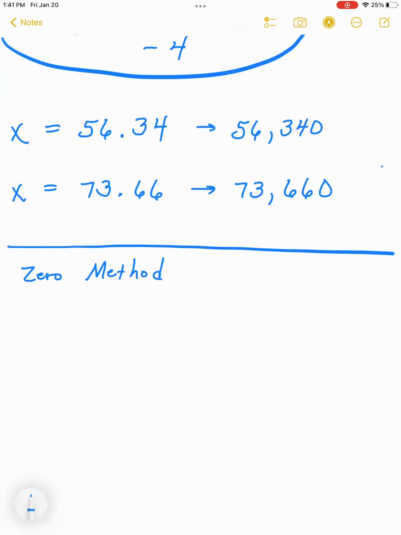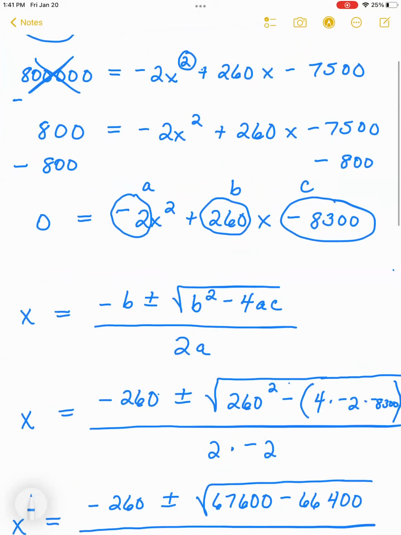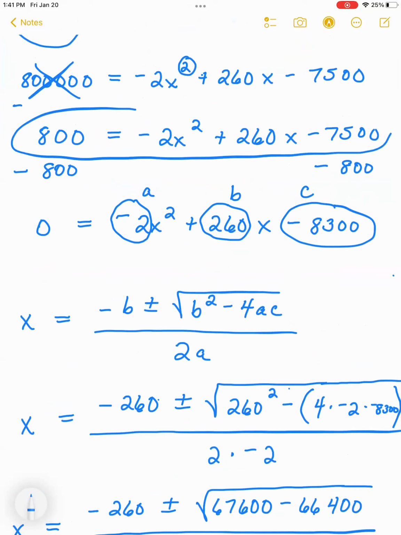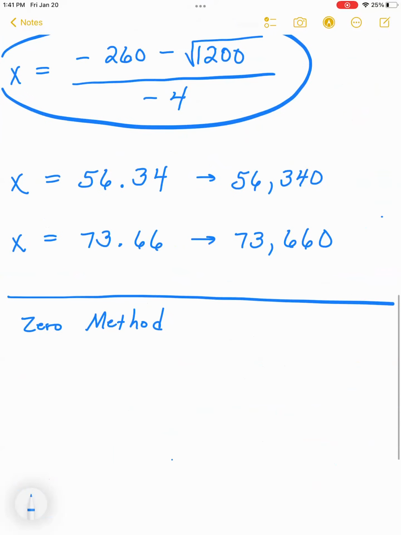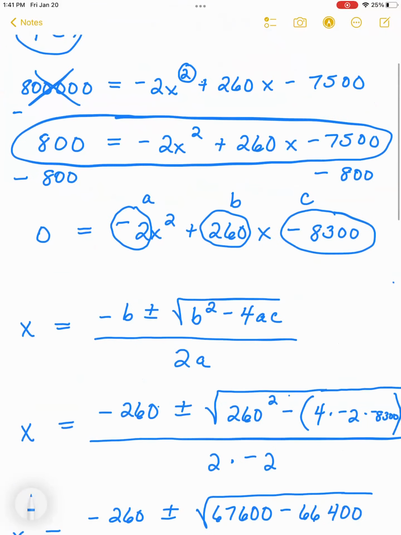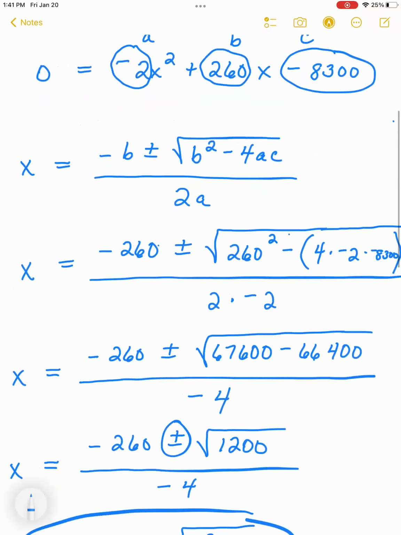Now remember, with the zero method, once you write your equation, okay, so here was the original equation that we want to use up here. Once you write that equation, you also want to get a zero on the one side, just like we did with the algebraic approach. So you want to go ahead and subtract 800 on both sides to get that zero. All right. And let me just go ahead and write the equation that we would have. So we have 0 equals negative 2x squared plus 260x. Is it plus 260x? Yes. Minus 8,300.